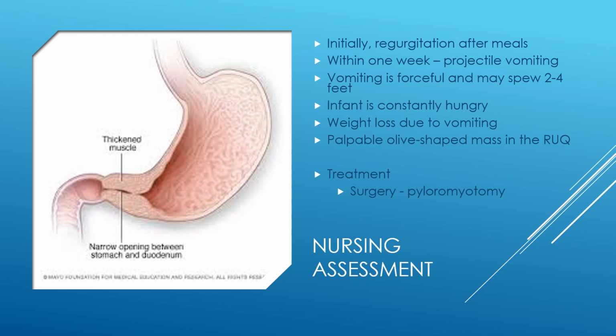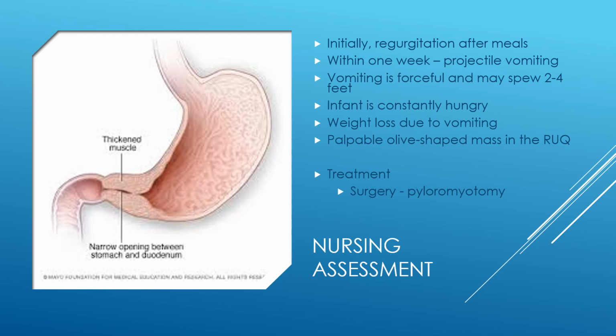It's forceful. It may spew 2 to 4 feet. Envision that, right? This is not just vomiting like you and I vomit, right? This is like spewing out of their mouth type of vomiting, hitting the wall on the other side of the room. The infant is constantly hungry. They usually do have some weight loss because of all of the vomiting. And you will feel a palpable olive-shaped mass in that right lower quadrant.